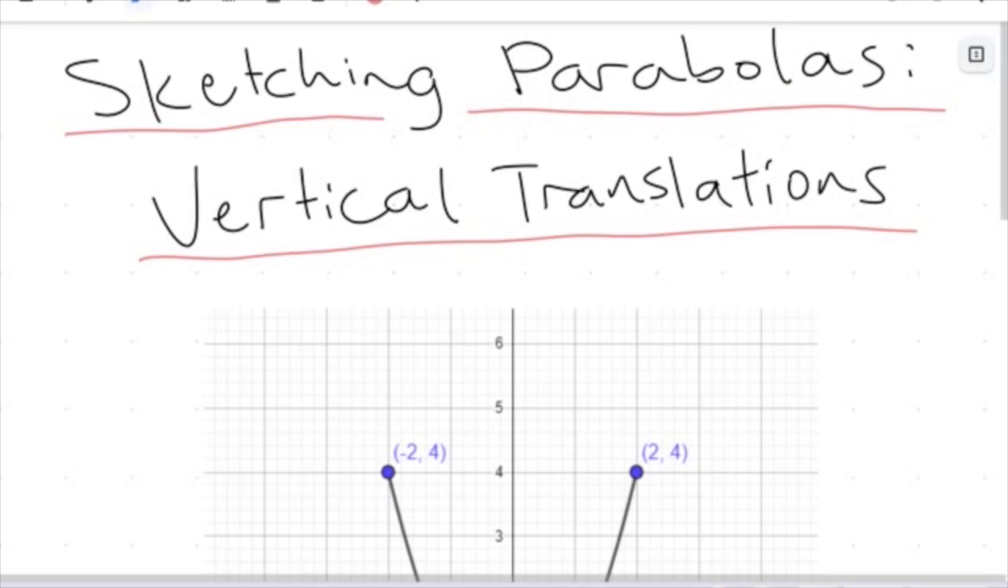With parabolas, we have two types of translations we can do on our XY plane. Today we're going to start with vertical, and in the next video we are looking at horizontal. But like we defined translations in Year 8 geometry, this is just about some kind of shift, so moving, changing the position of, in this case, our parabolas.